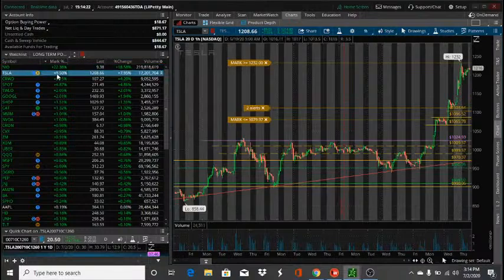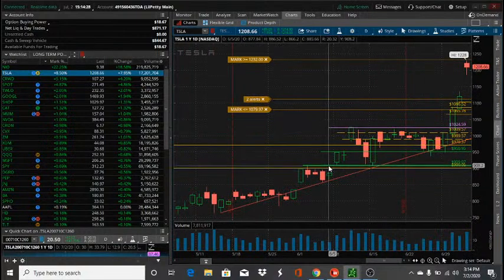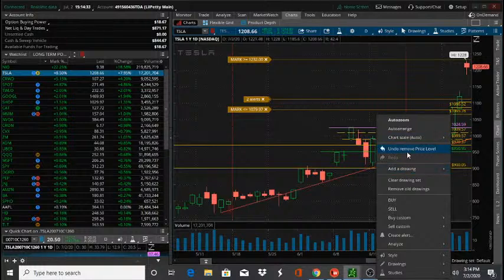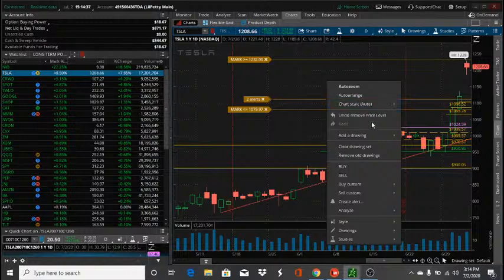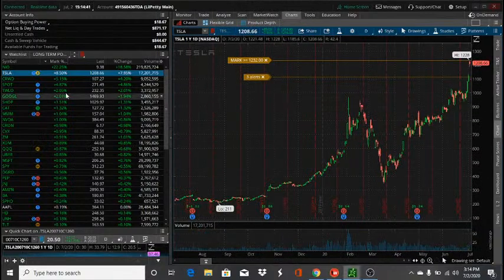Alright, so we all know about the big boy Tesla. Tesla is literally on a whole nother mission. I need to remove some of these drawings because these are just pointless now. Matter of fact, we're just going to clear this chart. We're just going to clear up Tesla's chart.